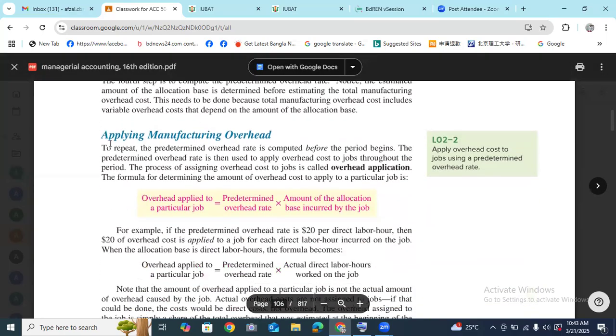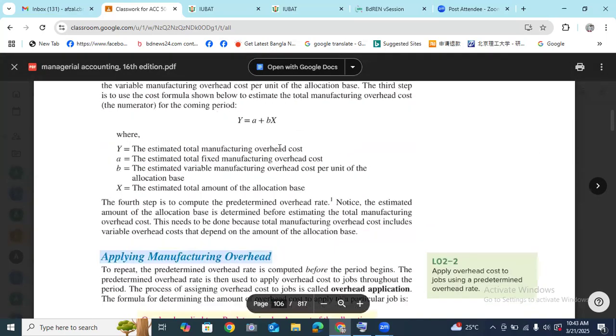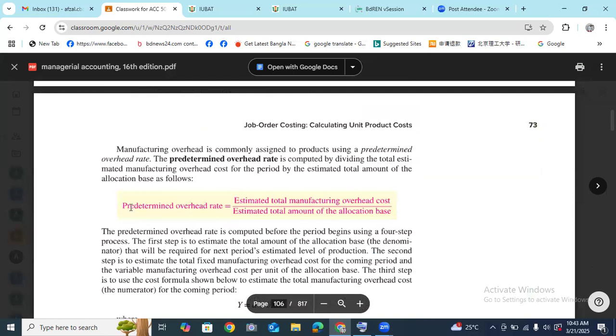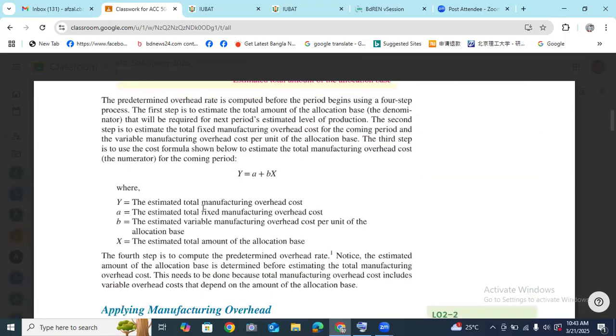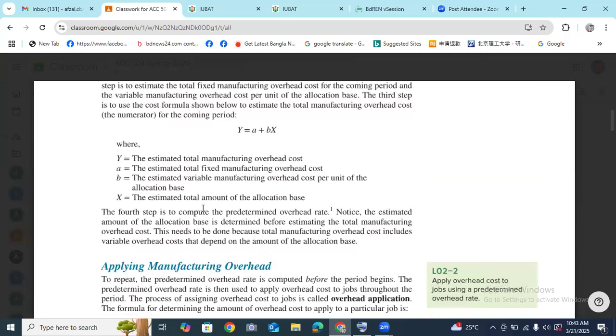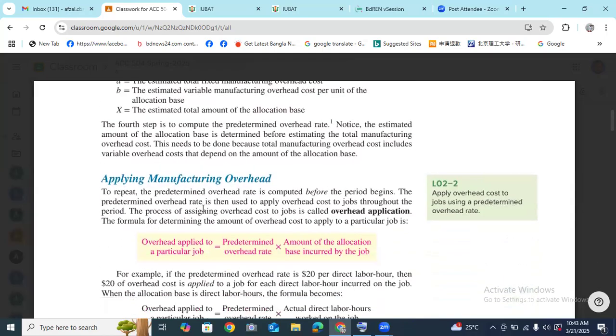Now, last of all, applying manufacturing overhead. Here you determine the predetermined overhead rate. After determining the predetermined overhead rate, you can apply this rate to the particular job. Okay.